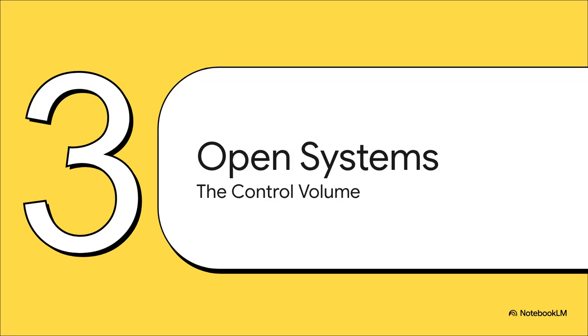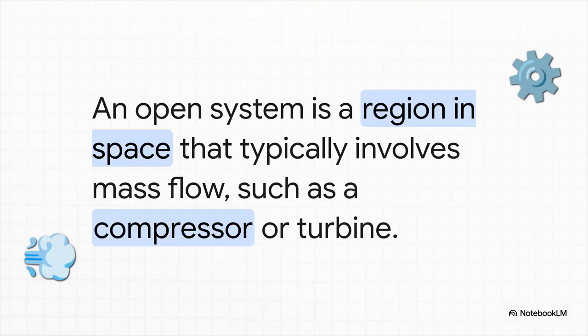Okay, but what about all those things where stuff is constantly flowing through them? You know, like the turbines and compressors we talked about. For that, we need to talk about open systems, which we analyze using a really cool concept called a control volume. An open system is just a specific region in space that we decide to study, and its defining feature is that mass is always flowing across its boundary. This is the concept we need for just about every engine, pump, or nozzle you can think of.